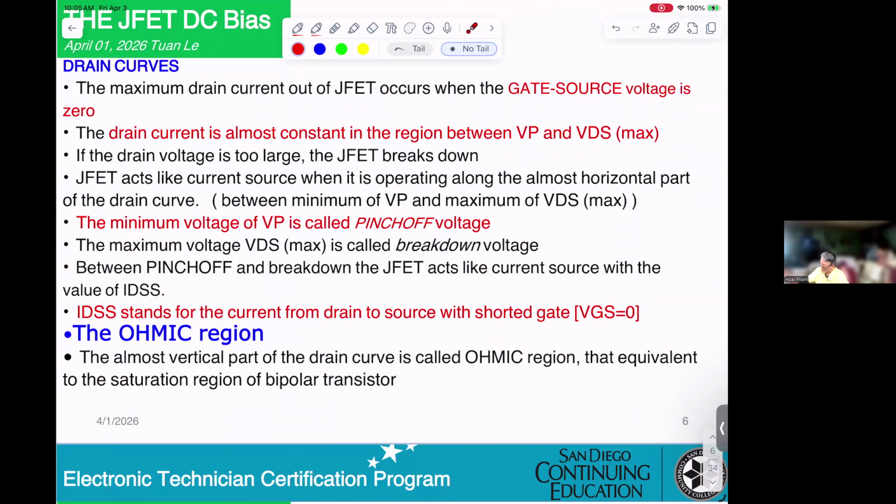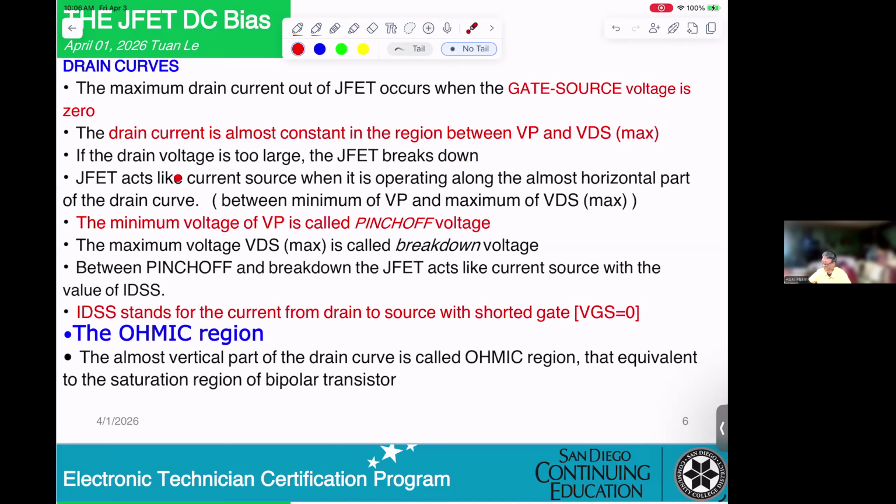Now, the maximum drain current out of the FET occurs when the gate to source voltage is 0. That means VGS equals 0, then you get the maximum current ID, that is IDSS. Okay, if the drain voltage is too large, the JFET breaks down.